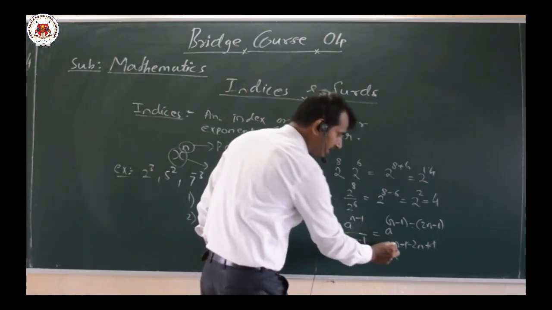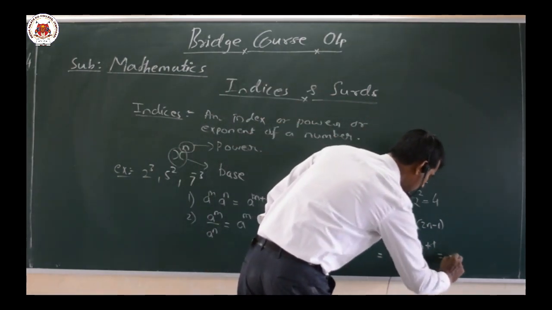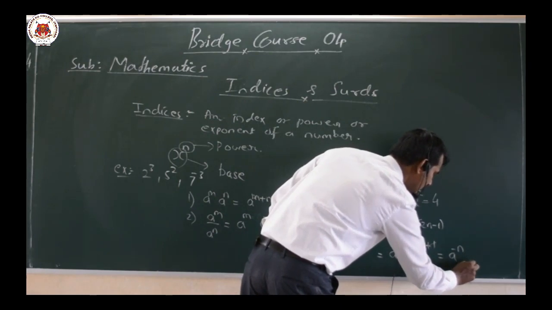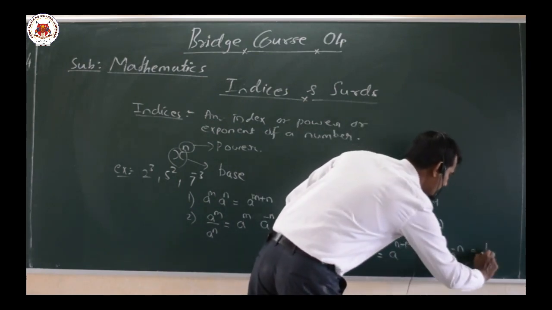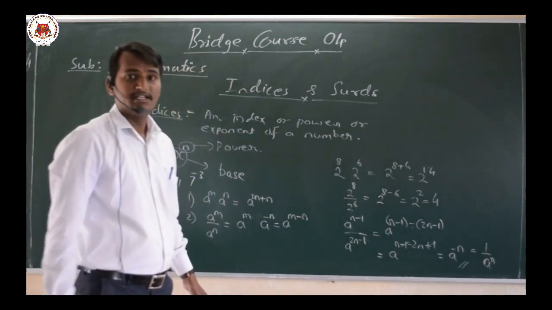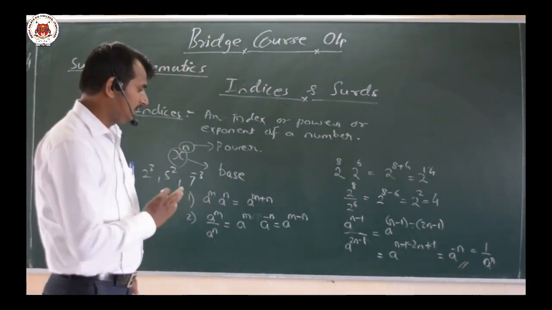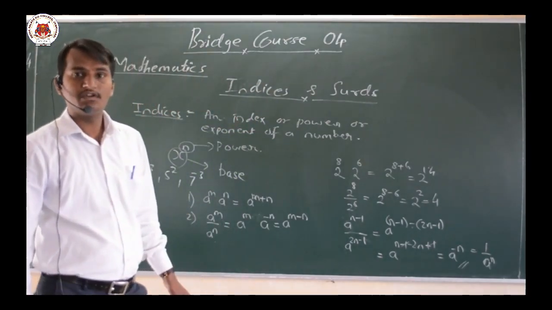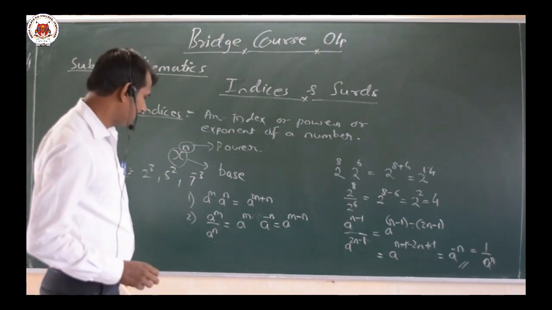What is the value we get here? n plus n minus 2n, the value will be minus n. Or we can write it as 1 divided by a raised to n. It is very simple and powerful, related to our indices.